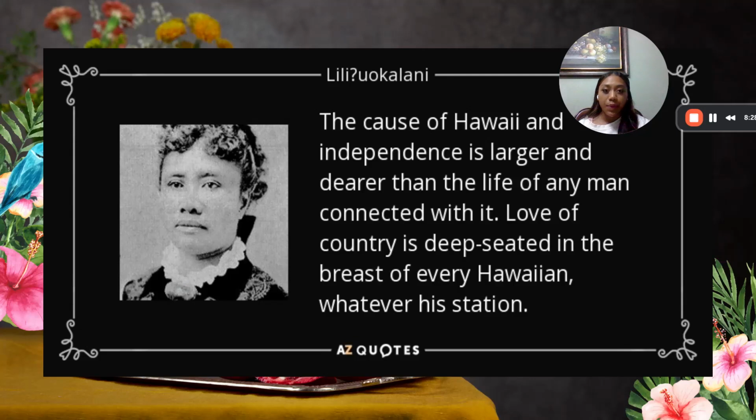Here I have added a quote from Queen Liliuokalani. She says, "The cause of Hawaii and independence is larger than the life of any man connected with it. Love of country is deep-seated in the breast of every Hawaiian, whatever his station." And I just thought this was very powerful to add and shows just the trajectory of political shifts, especially during this reign of time.